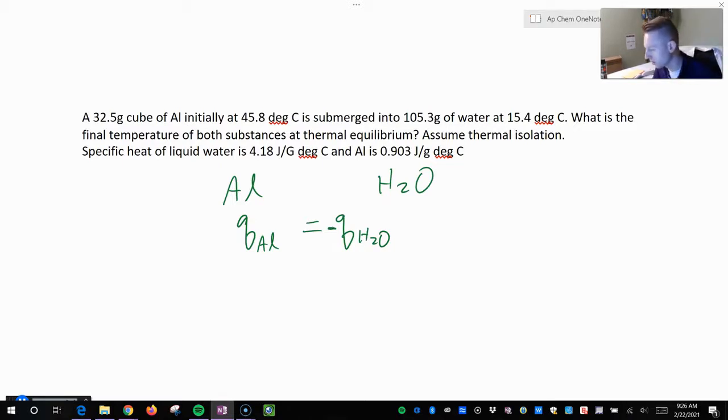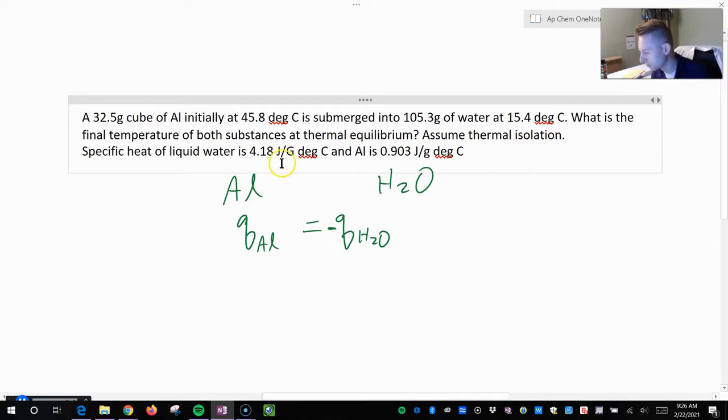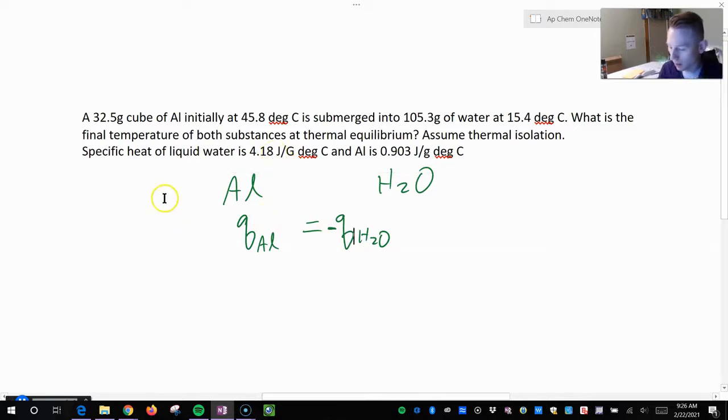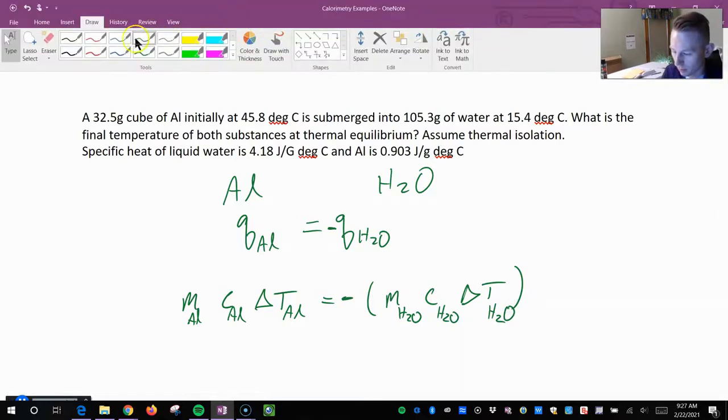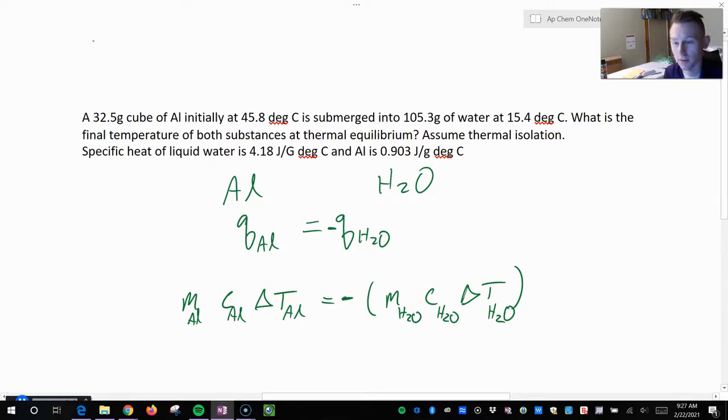Okay, so then we'd have to list out the following. We'd have to have MC delta T for the aluminum. So that would have to equal negative MC delta T for the water. So in order to set up a problem like this, you have to know all of the variables except for one.